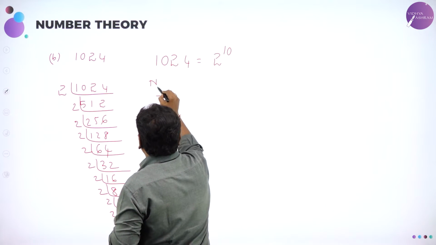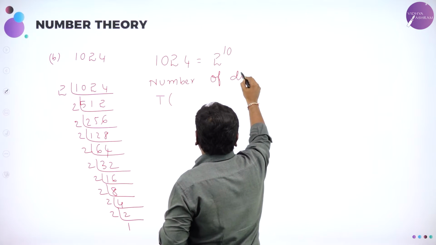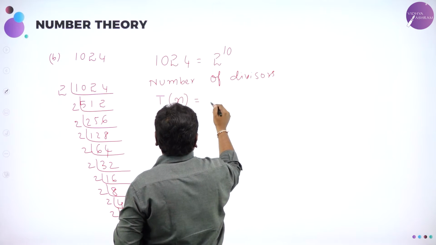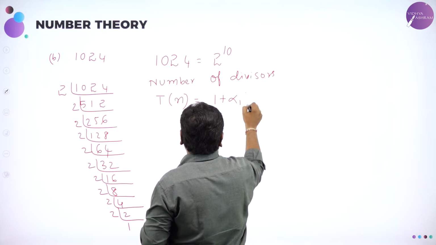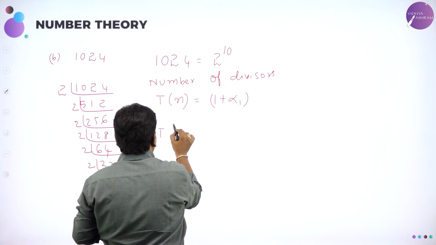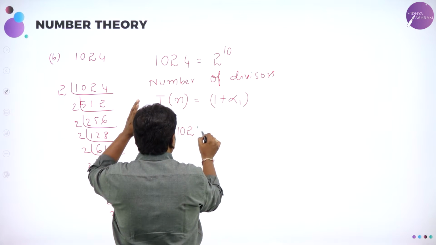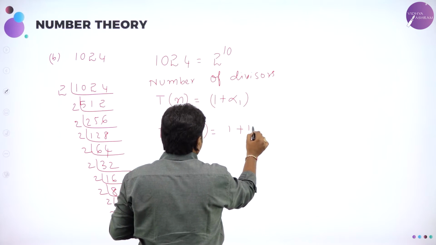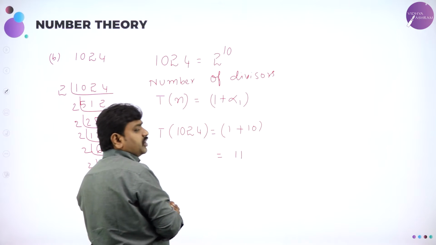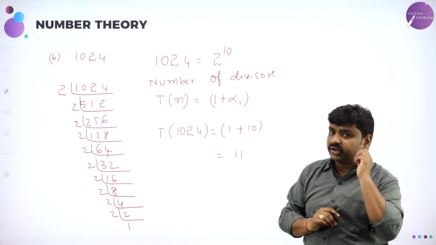First we'll find the total number of divisors. What is the formula for the number of divisors? T of n is equal to 1 plus alpha 1. That's it, we don't have more than one number. Then that is T, the number of positive divisors. The number of positive divisors of 1024 is 1 plus 10, so add 1 to the power. That is 11. So 11 different positive divisors are possible for 1024.